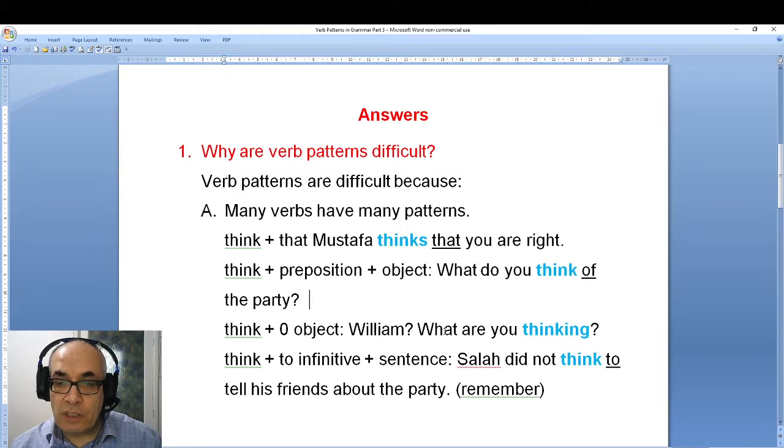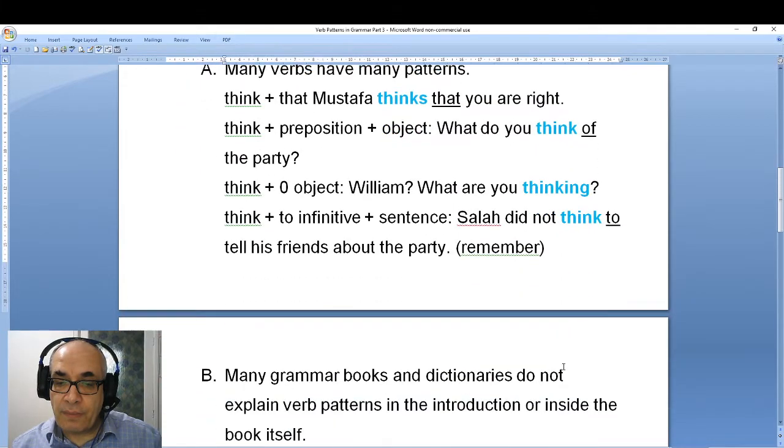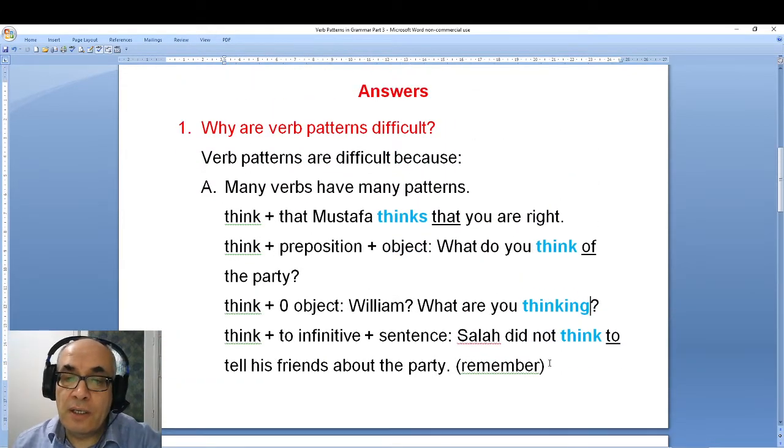For example, what are you thinking? After think, there is zero. We don't put anything. After think, you can use to infinitive plus sentence. Salah did not think to tell his friends about his party. Think here means remember. Did not think to tell, it means he did not remember to tell. So this is the first one.